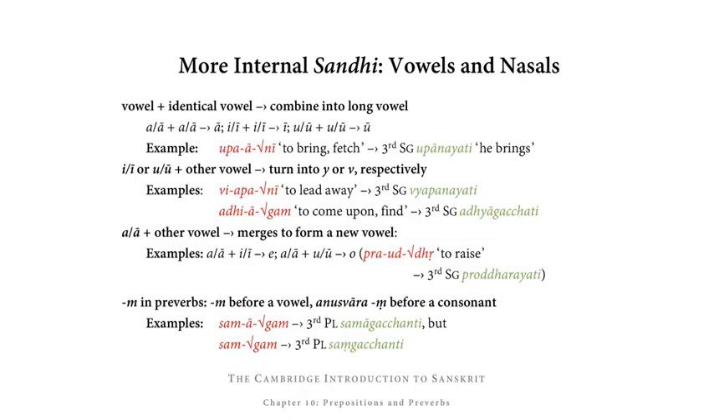So for example, if I have sam ā gam, then the third plural of that will be sam āgacchanti. But sam gam has the sam, the m, just before another consonant, namely the g, and so the third person plural of that will be saṃgacchanti.